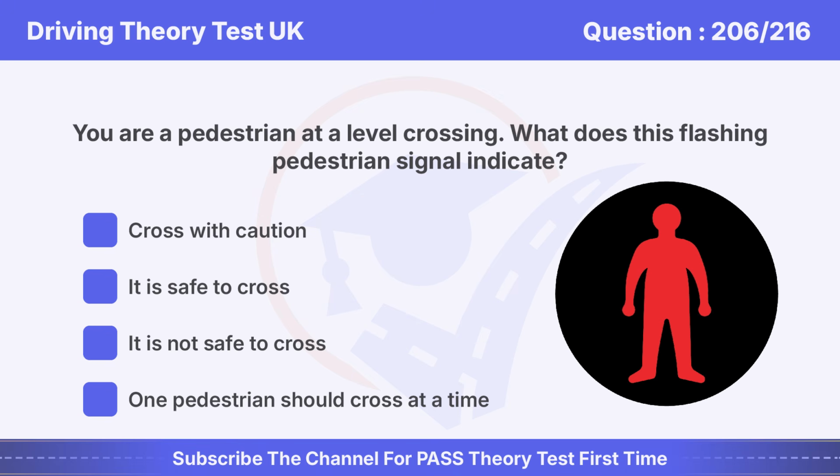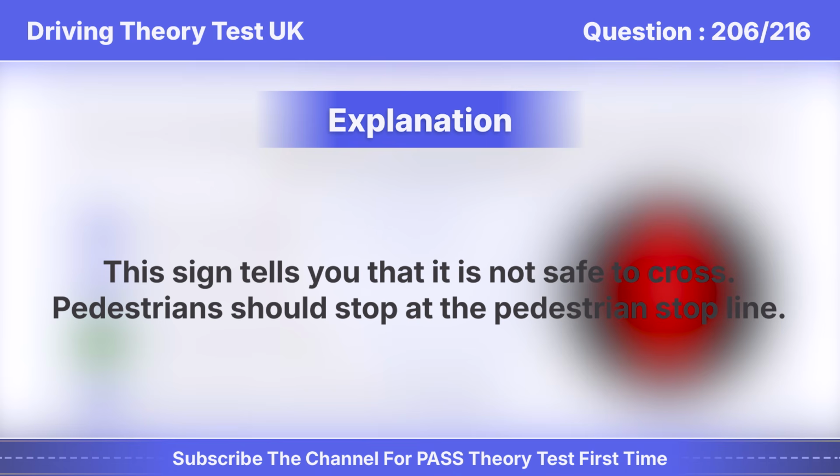Question 206. You are a pedestrian at a level crossing. What does this flashing pedestrian signal indicate? Answer is C. It is not safe to cross. This sign tells you that it is not safe to cross. Pedestrians should stop at the pedestrian stop line.